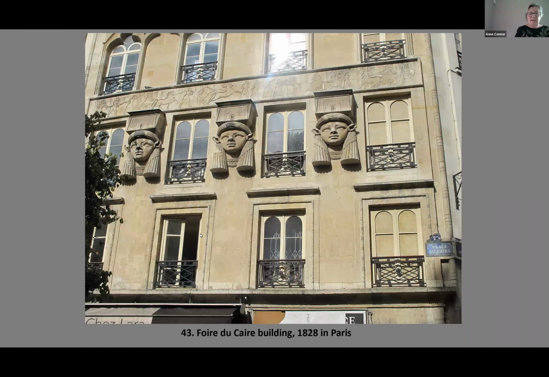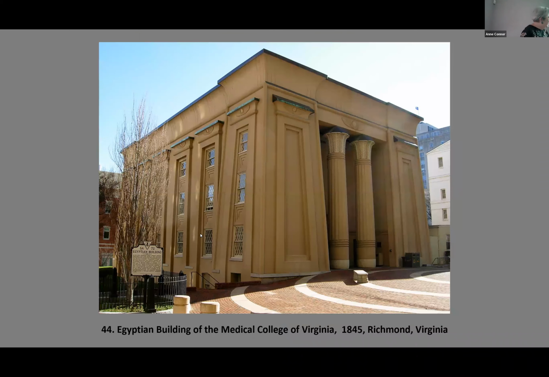In Paris, the Foire du Caire building with these Egyptian-looking figures. The goddess Hathor. In the US, the Egyptian building of the Medical College of Virginia, that looks absolutely like an Egyptian building, and then you have the view of the winged god of the sun, and then some other details, the typical Egyptian columns, and then inside the interior decoration is similar.